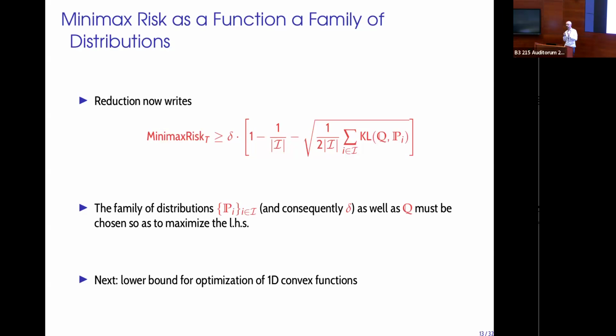So maybe if it was not clear till now, if we make an example, it will become a little bit more clear. I want to show a lower bound for the optimization of 1D convex functions. Okay, this is basically a toy problem, but just to show you how we can show very easily this tool.